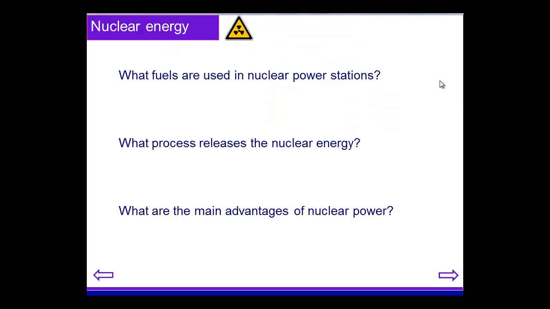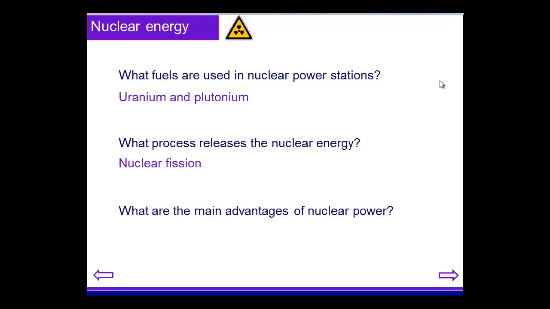So some questions. What fuels do nuclear power stations? Well, the fuels we use are uranium and plutonium. So these are the two options. The process which releases nuclear energy, which we're using in nuclear power stations today, is nuclear fission.